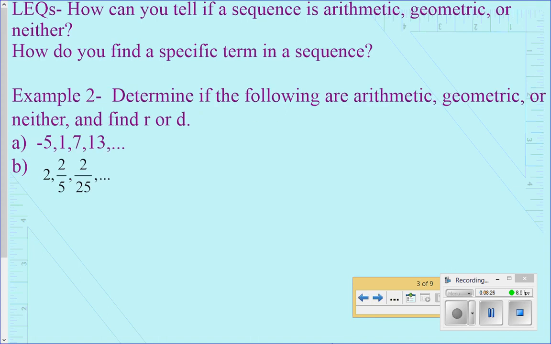So we're going to do the same thing here. We're going to determine if the following are arithmetic, geometric, or neither. Then we'll do the next step in a moment. So looking at negative 5, 1, 7, 13. Again, if that's not obvious to you, subtract. 1 minus negative 5 is 6. 7 minus 1 is 6. That looks to me to be arithmetic.